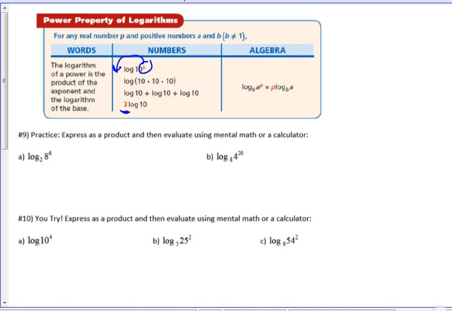All right, to simplify this one, to express it as a product, I'm going to take my power of 6. I'm going to move it to the front. So this is now 6 times log base 2 of 8. That's how you express it as a product.